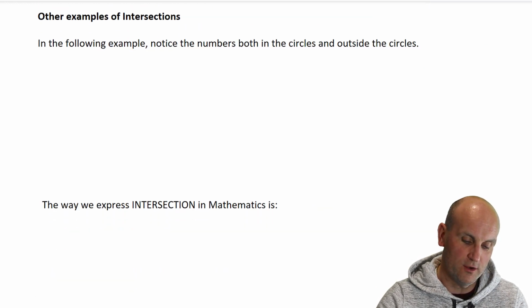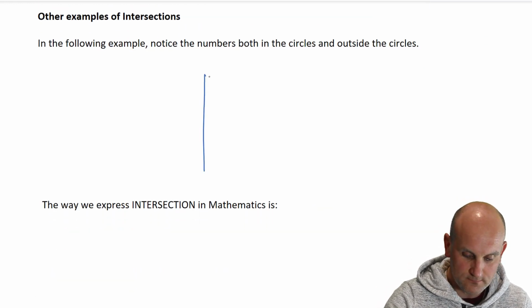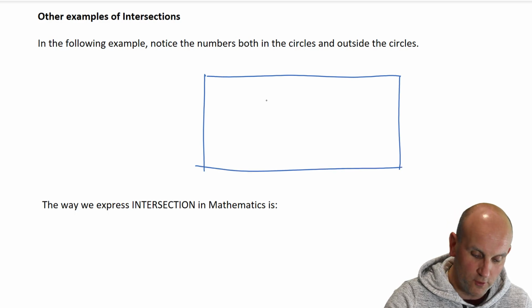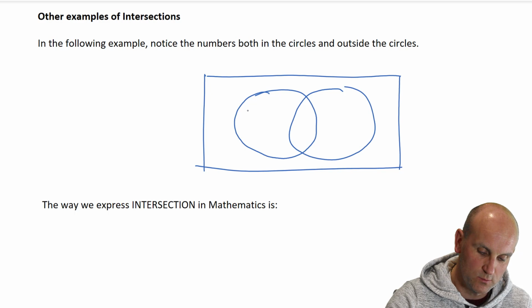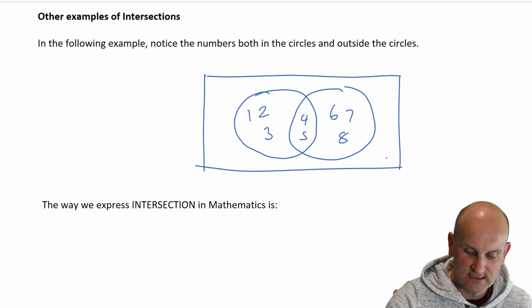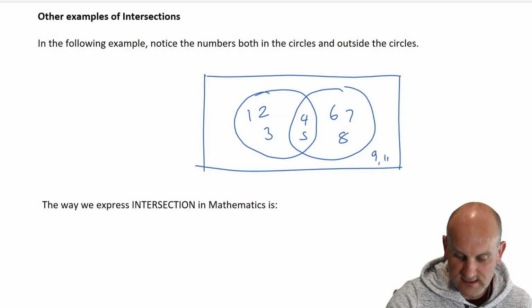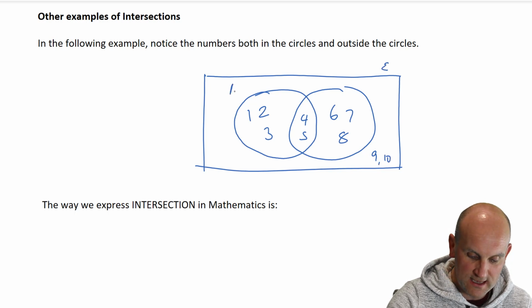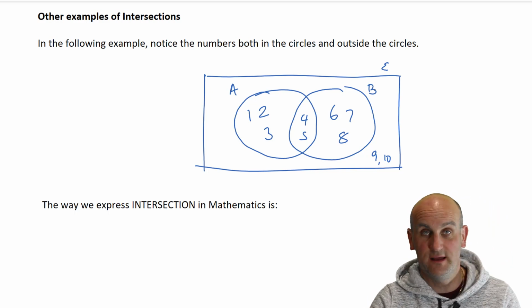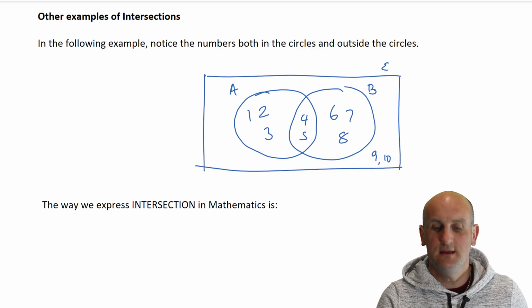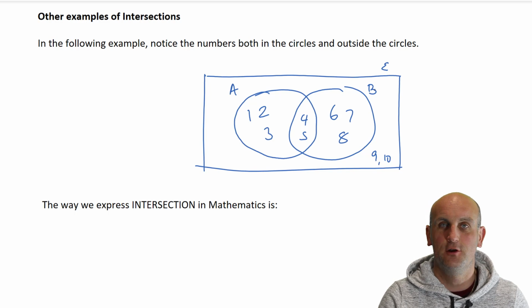So, other examples of an intersection. And I think the point about the one I'm about to draw is, again, it's subtly different. So here is my intersection. 1, 2, 3, 4, 5, 6, 7, 8, and I'm going to write 9 and 10 there. And there's A and there's B. Now, do you notice I've written numbers outside of that circle? Well, these are numbers that are left and not included.